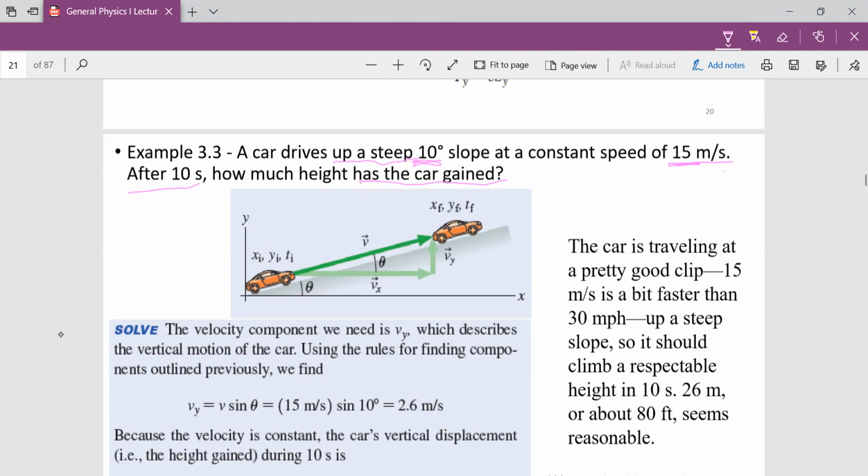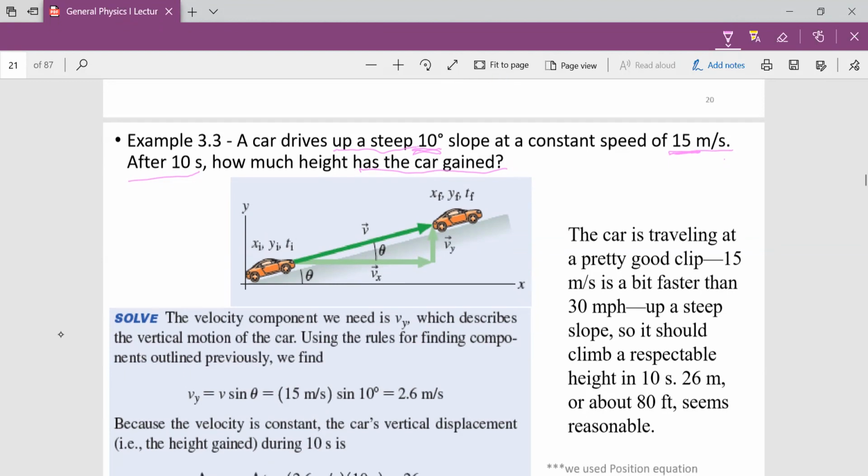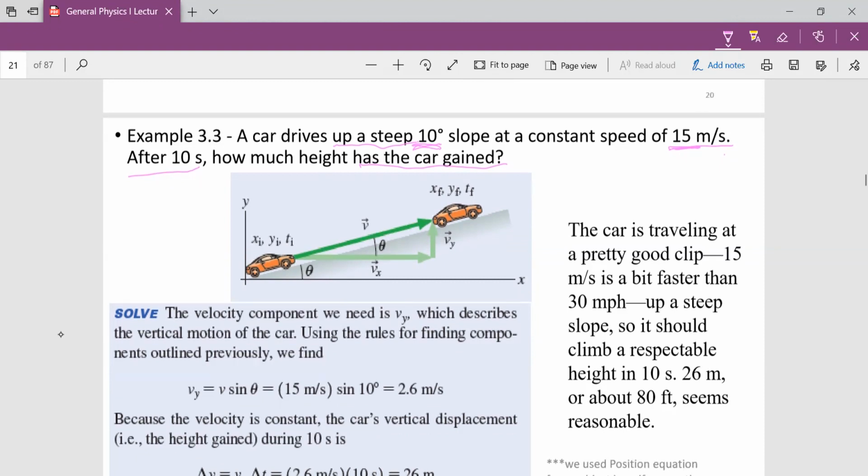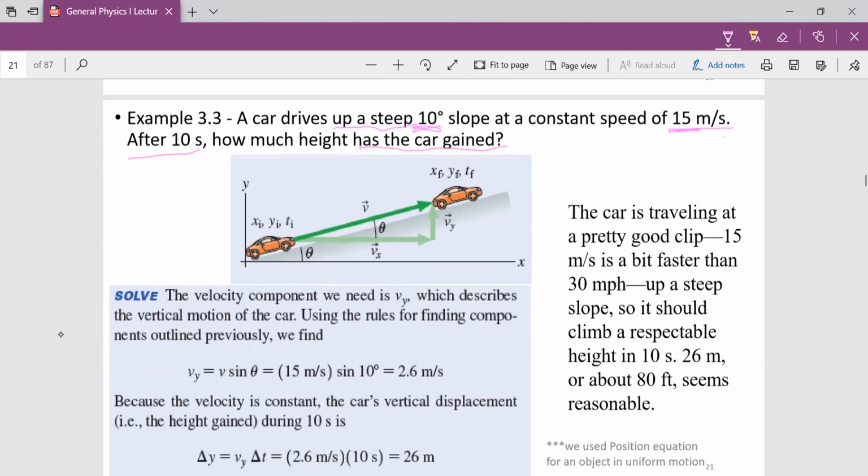Vx, this direction, and this is Vy, okay? So from resolution of vector, we see that this question is actually asking us to look for Vy. Okay. So we know where this equation came from.